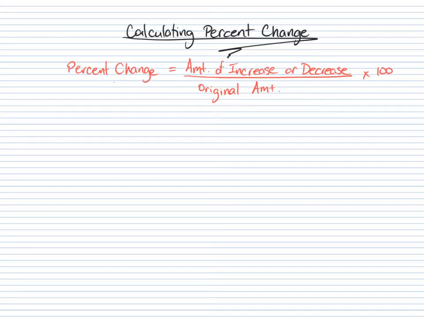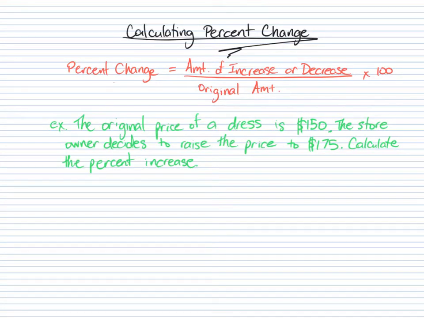All right, so in my example, the original price of a dress, let's pause this and get the question up. Okay, so the original price of a dress is $150. The store owner then decides to raise the price to $175. So it has increased. And we want to know what is the percent increase. So if you wanted to just know what fraction of the original price is the increase, then you would only be using this part of the formula. But since we want the percent increase, then we have to, of course, then multiply by 100.